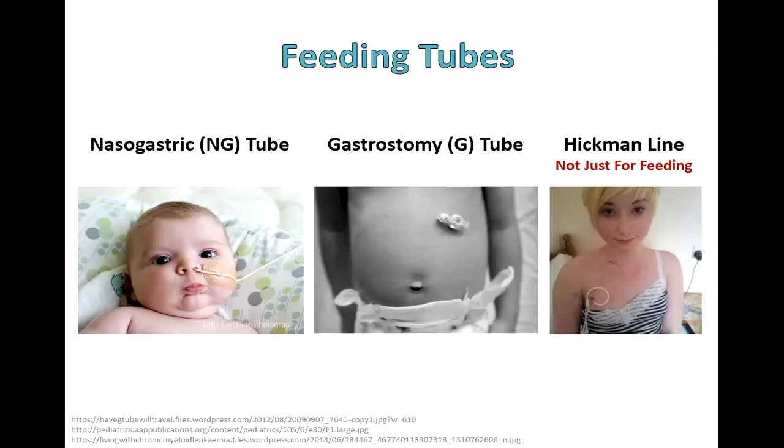So you can just about see that you've got one line going in, but then it splits into two. And sometimes they will have a dedicated feeding one, and the other one will be for bloods and medications. Sometimes they split into three.